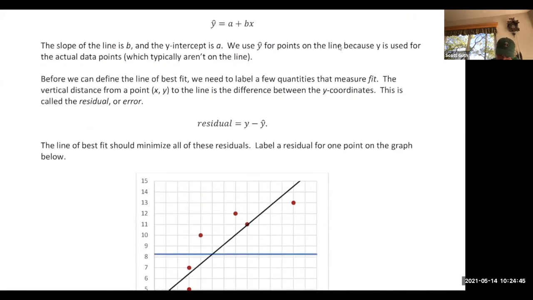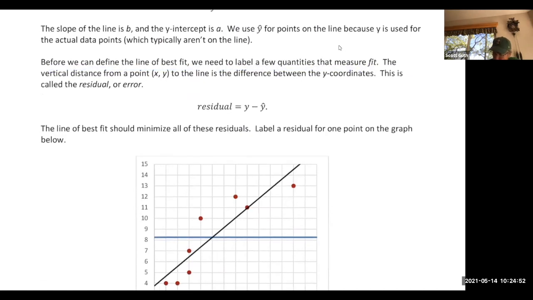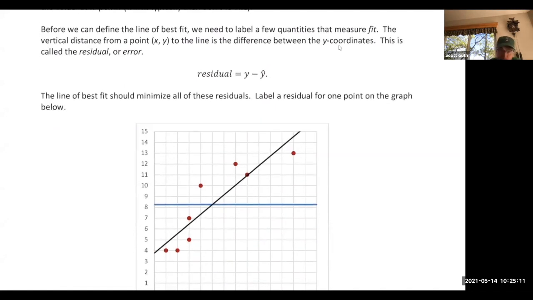Before we can define a line of best fit, we need to label a few quantities that measure fit. What does it mean to have a line of best fit? The vertical distance from a point, x y, to the line is the difference between the y coordinates. Okay, this is called the residual or error. Residual is a more accurate term, but error is easier to understand.